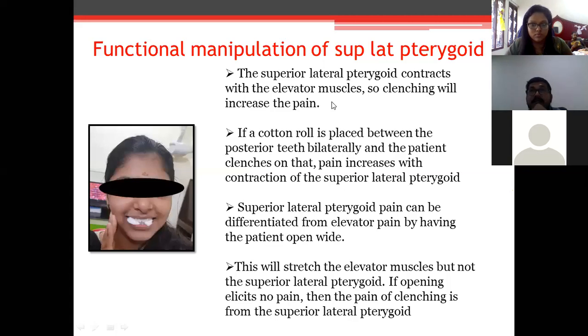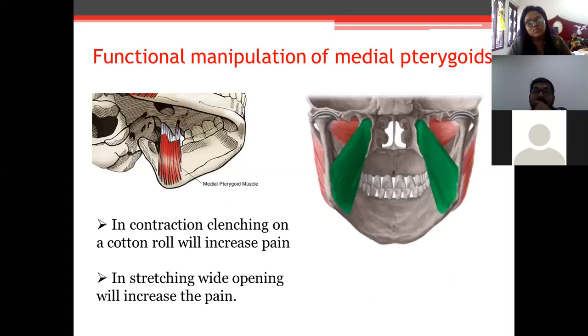If when the patient opens the mouth widely, that time also the patient has pain, then you can conclude that maybe the pain is due to the elevator muscle rather than the superior lateral pterygoid muscle. So this is the functional manipulation test for the lateral pterygoid.